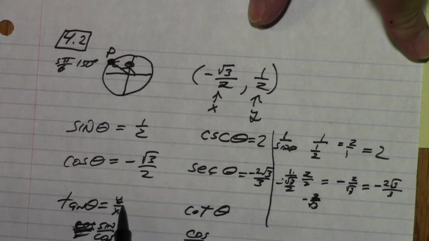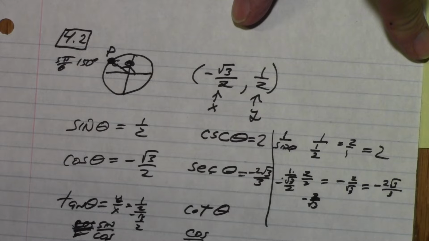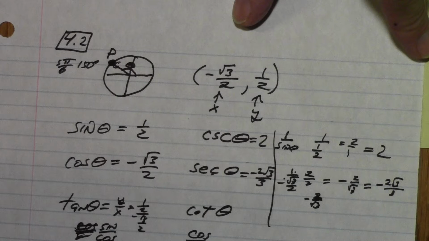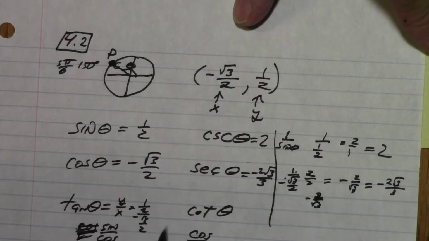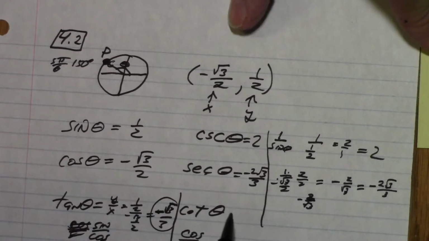So if that's going to be y over x, that's going to be 1/2 over negative root 3 over 2. Well, we're going to have to work that out by multiplying on top and bottom by 2 over 2. And we'll get negative 1 over root 3. So once again, we have to multiply by root 3 over root 3, and I'll put negative root 3 over 3. So that's the tangent of theta.